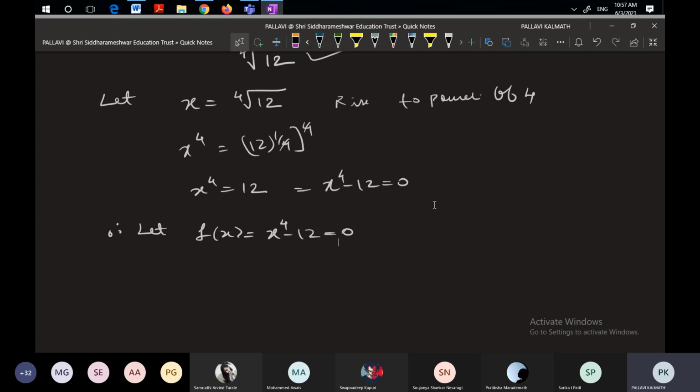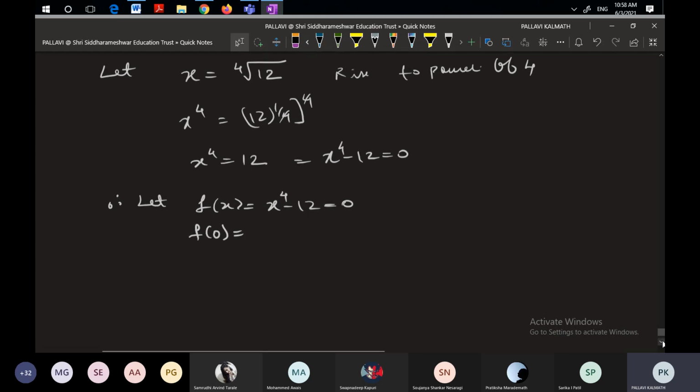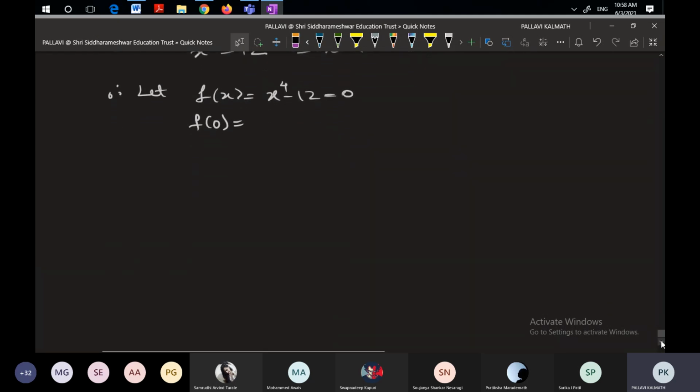Yes, ma'am. Okay, what is f of 0? How much is f of 0 you are getting? If f of x is x raised to 4 minus 12, what is f of 0? Minus 12. To whom I am asking, those should answer, so that I'll come to know whether you're doing or not. If you don't answer, it means you're not doing.